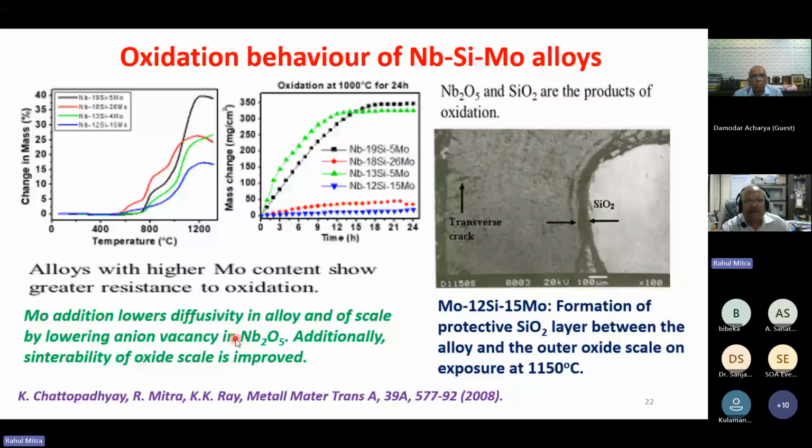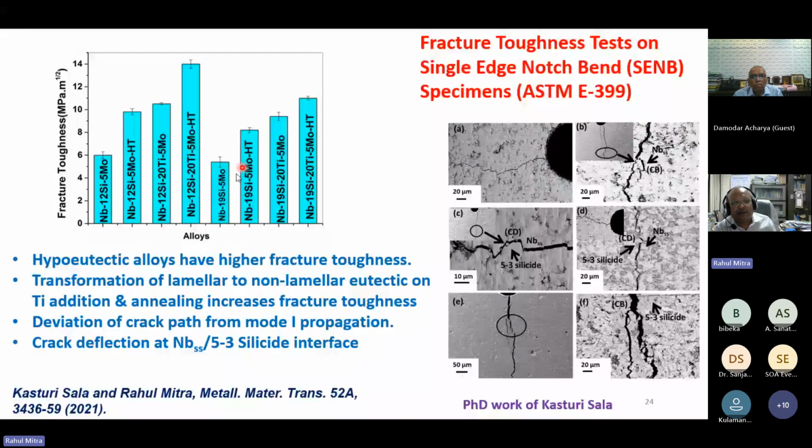They have shown higher fracture toughness than the hypereutectic alloys because Nb solid solution is the primary phase, which is a ductile phase. And annealing has converted lamellar to non-lamellar eutectic, and that's why on annealing the fracture toughness is increased. So all those marked as HT are annealed conditions. So they have coarser primary phase. You can see that the fracture toughness has gone up to more than 14 MPa root meter.